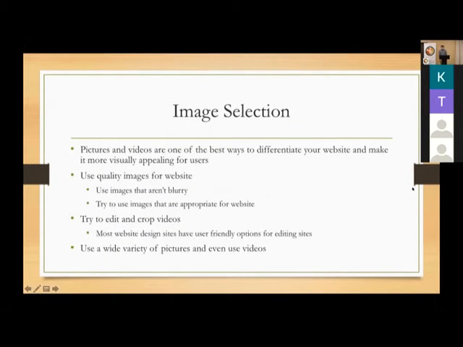All right, next I'm going to go into image selection. So pictures and videos are probably one of the best ways to differentiate your website and make it more visually appealing to users. So you want to use quality images on your website. You don't want them being blurry, and you want to use images that are appropriate for your website. So you don't want to use something that doesn't make sense on your website, obviously.